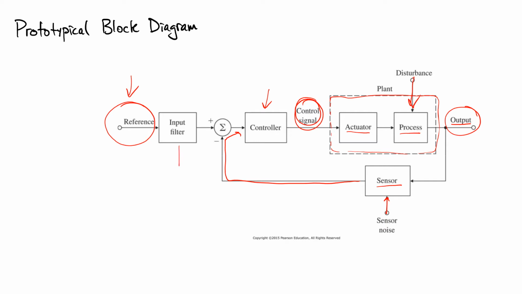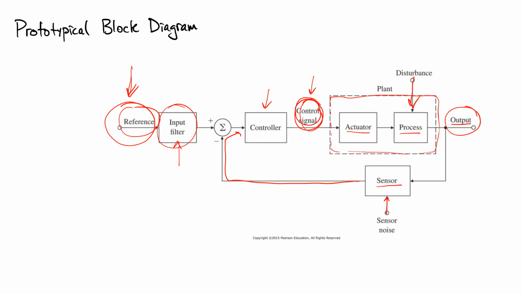This last box here, this input filter, could be best thought of right now as essentially a change of units. In this case, the reference may be specified in miles per hour, but if this is a Tesla, maybe the control signal is actually going to be voltage to the actuator, voltage to the motor. Somewhere in between the reference and the control signal, we need to change units from miles per hour to volts. It's possible that that may occur to some extent in this input filter.